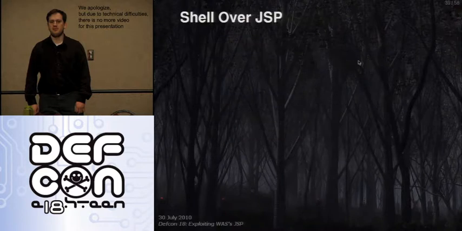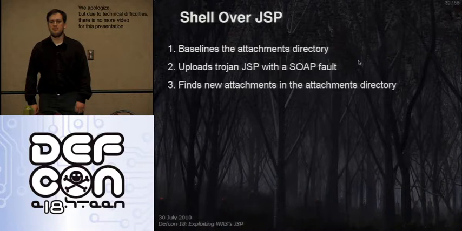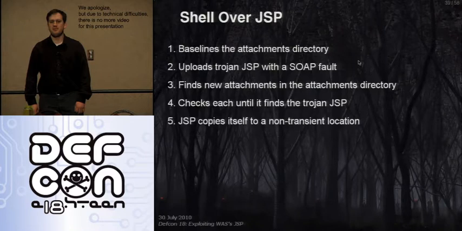So, to demonstrate this, we have a little cute SOAP shell over JSP, which baselines the attachment directory, uploads the JSP with the SOAP fault, finds new attachments, and then checks that it actually has this attachment in case the service is already handling attachments, in which case you have to find your own. There is a race condition here on some servers, depending on how they're configured and how the timeout is, especially in WAS instances deployed for development instead of production. So in our case, we need to copy our JSP quickly out of that directory so it doesn't get removed while we're using it, which is kind of frustrating.